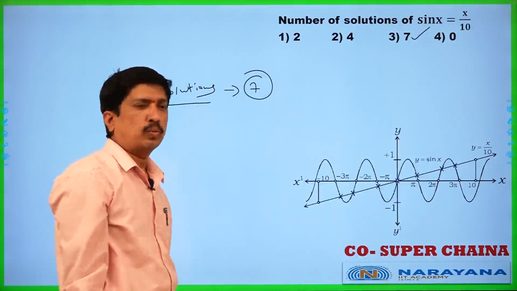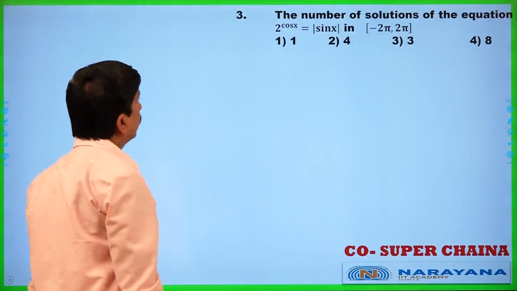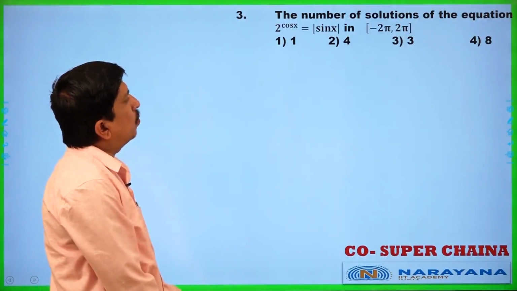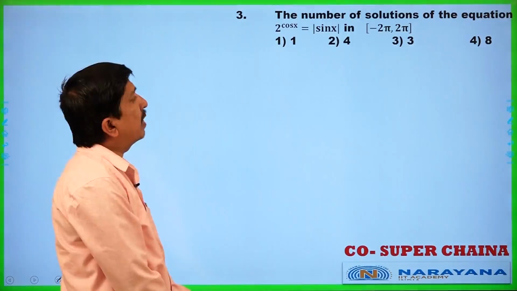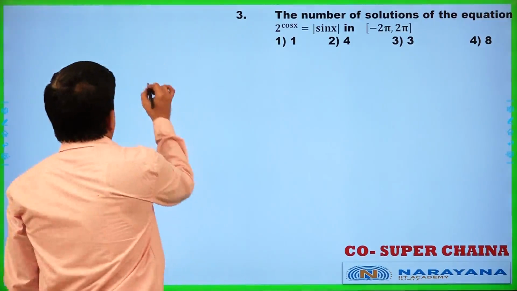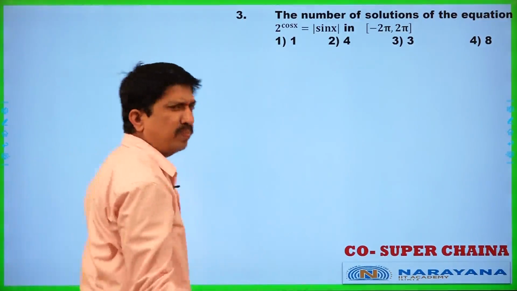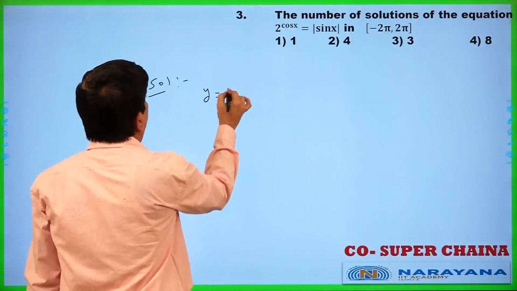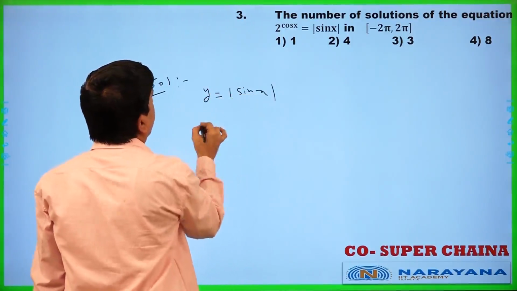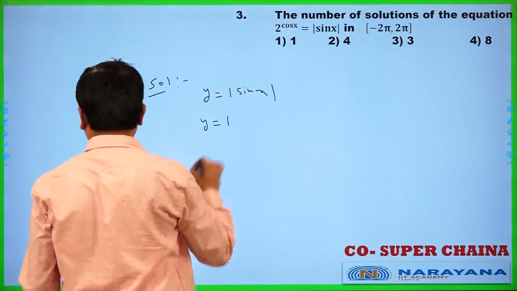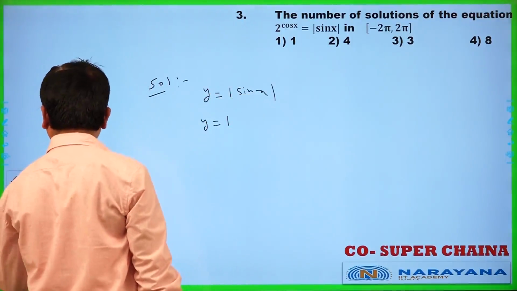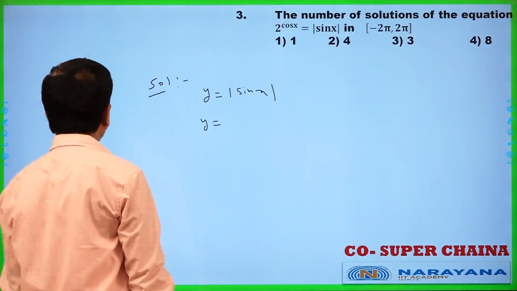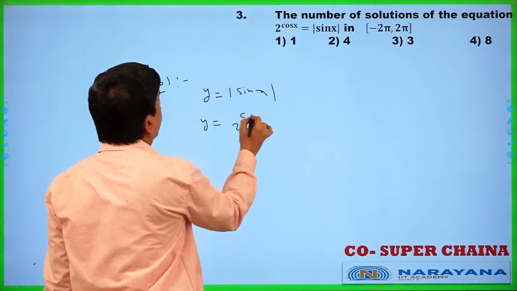Let us move to the next question. The number of solutions of the equation 2 power cos x equal to mod sin x in the closed interval minus 2 pi to 2 pi. Now I will take the same approach, two functions. One is y equal to modulus of sin x, and the other is y equal to 2 power cos x.